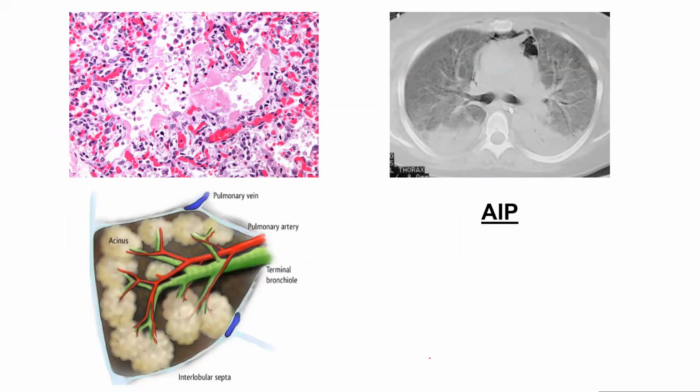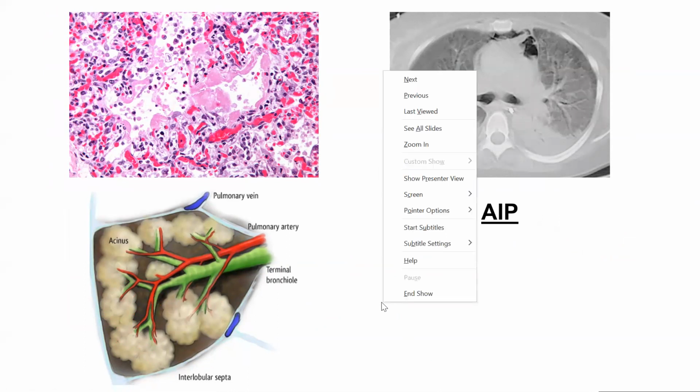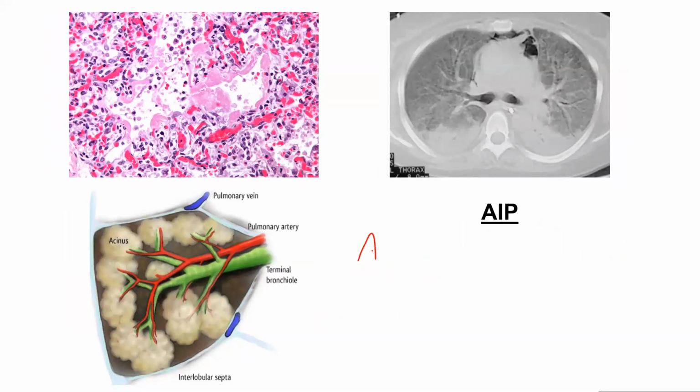AIP, so we're getting kind of late here. Acute interstitial pneumonia, this is ARDS without a cause. So basically someone comes in with ARDS of unknown cause, that is AIP. Some people say it's an autoimmune disease and you can treat it with steroids, but it hasn't really been proven yet.